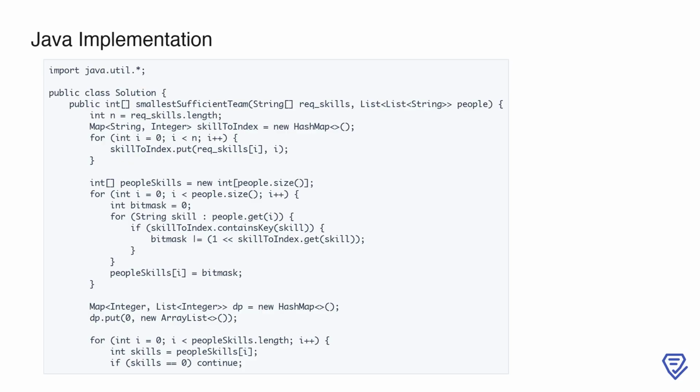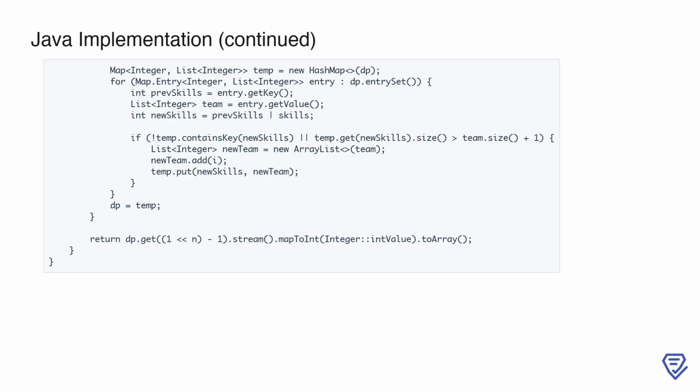Now, we initialize a dynamic programming table, DP, as a hash map. The key in this map represents the skill set, encoded as a bitmask, while the value is the list of indices of people required to achieve that skill set. We start by adding an entry for the empty skill set, represented by the key 0, with an empty team. Then, we iterate through the peopleSkills array. If a person has no skills, we skip them, as they don't contribute to the solution.